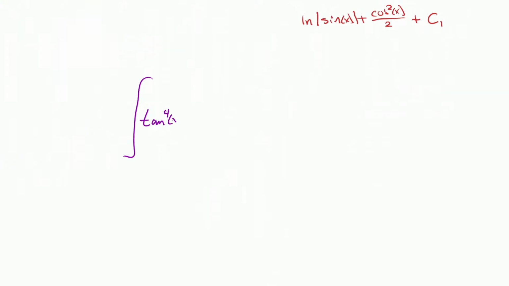Tangent to the 4th times secant to the 6th. It's that secant to the 6th that makes this so tedious. Okay, so let's first explain the thought process that I would go through when I look at something like this. First thing I ask myself is, is there an even number of secants? Because if there's an even number of secants, I can move 2 of them over, turn the rest of them into tangents, and call it a day.